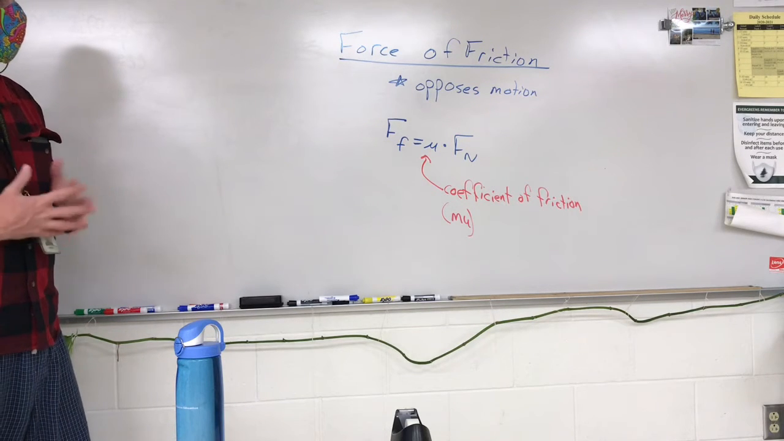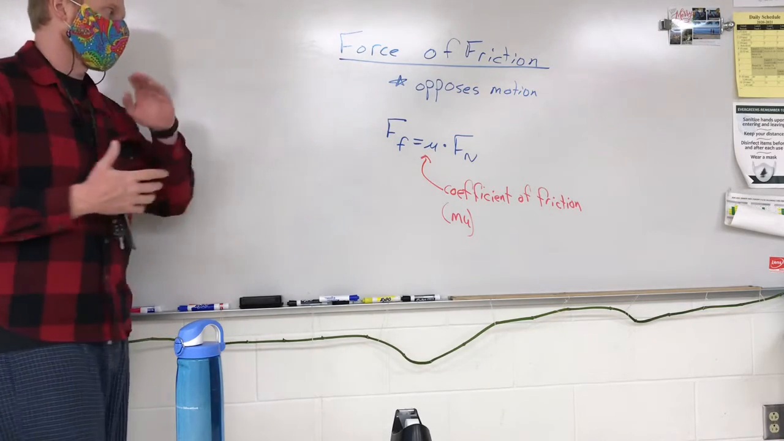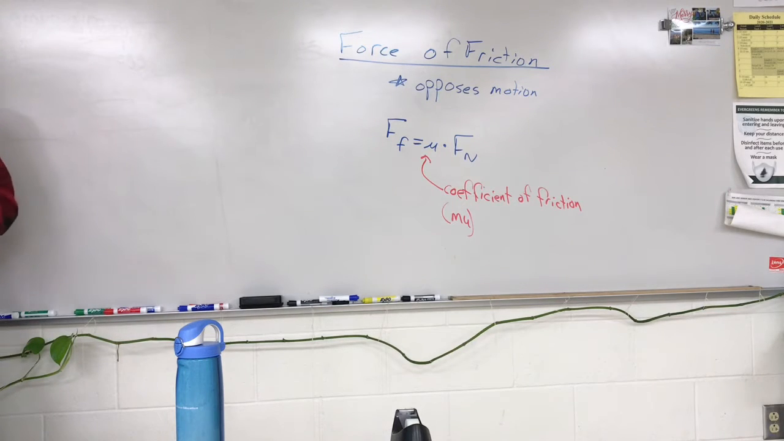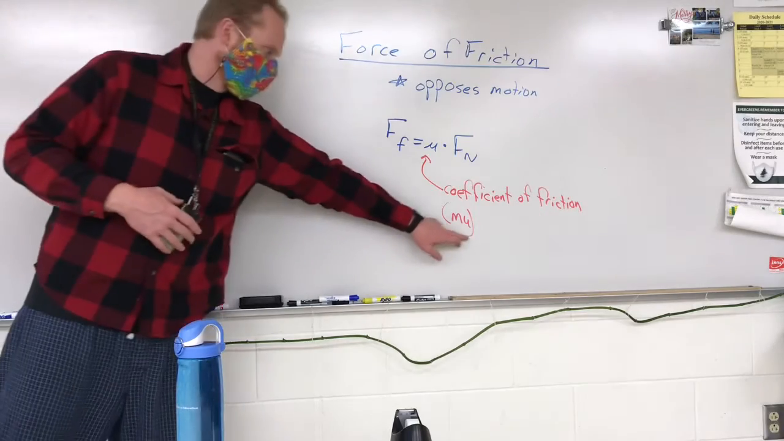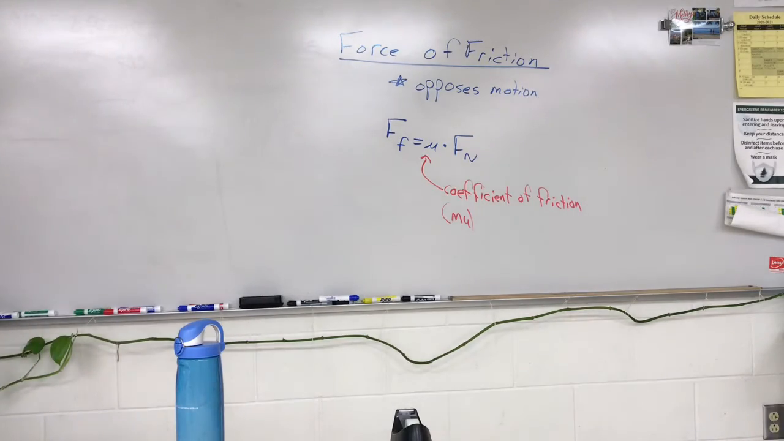In order to calculate the force of friction, this is one of those equations that has its own special formula. The formula is F_f, force of friction, is equal to that weird little u, which is the Greek letter mu. It's a Greek letter, it's a variable. Mu times our normal force.